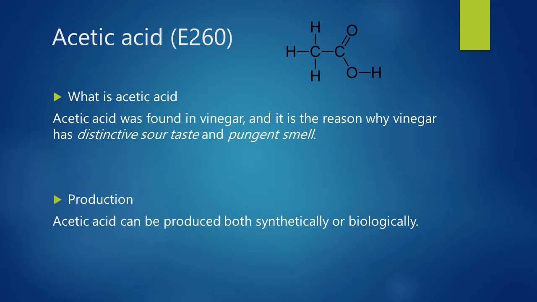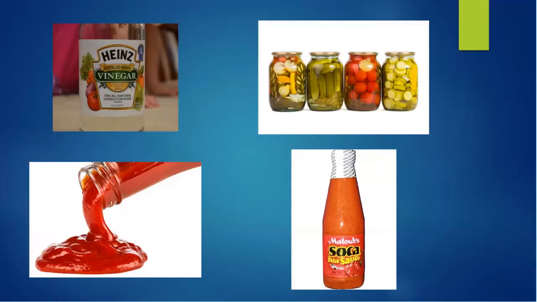Acetic acid can be produced both synthetically or biologically. The fermentation only accounts for about 10% of world production, but it remains important for the production of vinegar because many food purity laws require vinegar used in foods to be of biological origin. There are some major examples of the production of acetic acid.